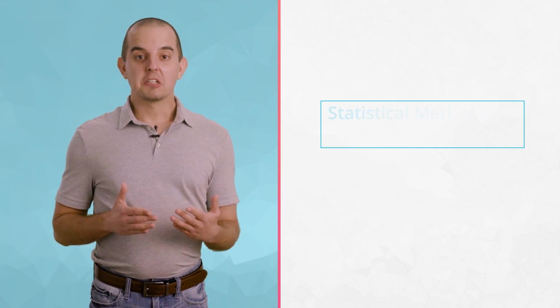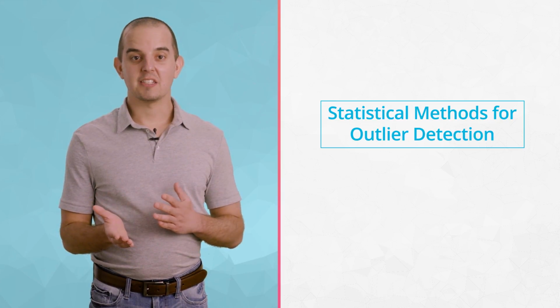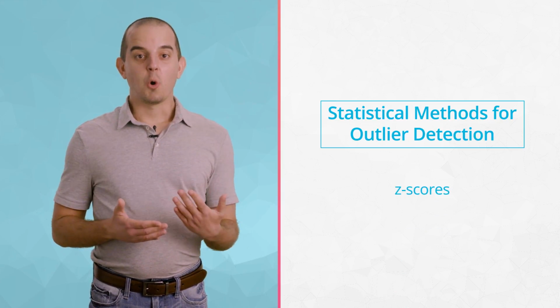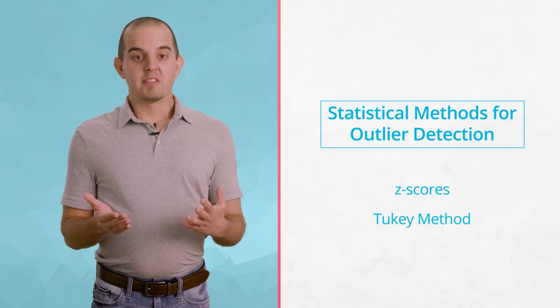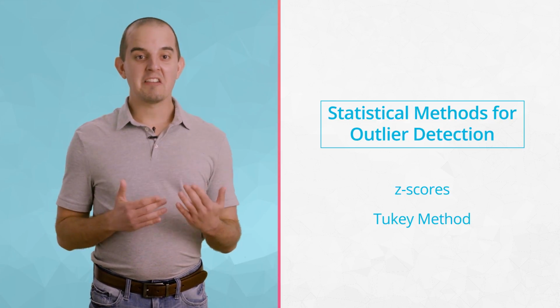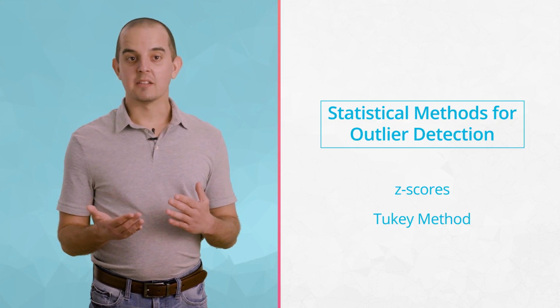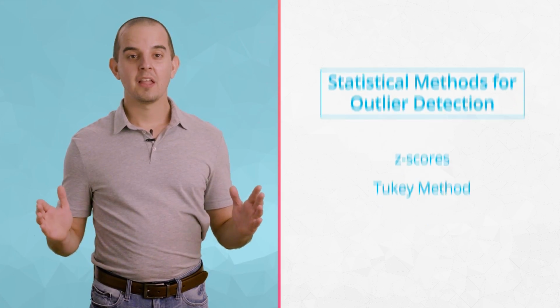There are also statistical methods for finding outliers, and I'll give you some practice in the coding exercises. These include using z-scores from a normal distribution or the Tukey method. Both of these methods use basic statistics like means, standard deviations, or quantiles to identify outliers that are far away from most of the data.